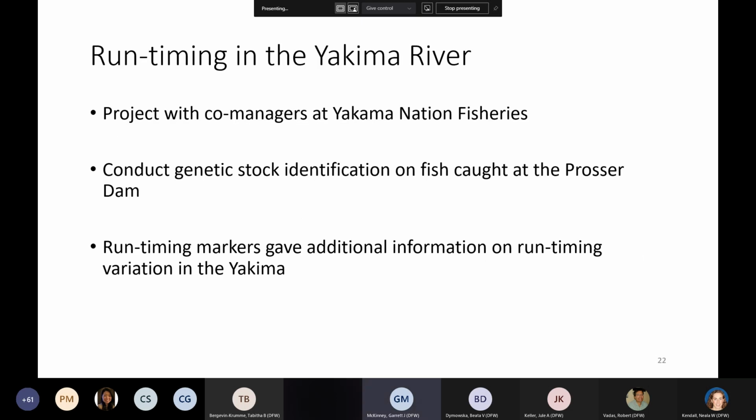So just the last thing I wanted to talk about was a project that we did this last year in the Yakima River. This was with co-managers at the Yakama Nation Fisheries, and we conducted genetic stock identification on Chinook salmon caught at the Prosser Dam. And it was a really fun project to work on because the main purpose was just genetic stock identification, trying to assign fish caught at the Prosser Dam back to their population of origin. But these runtiming markers gave us additional information on runtiming variation that we didn't know about.